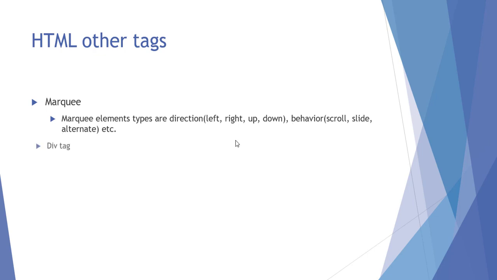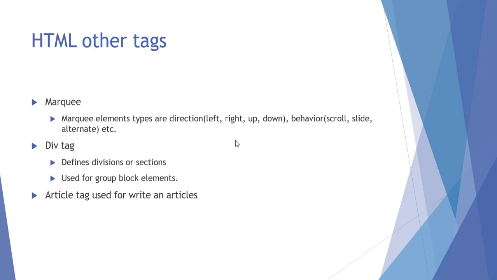After this we will be introduced to the div tag, which defines sections or divisions. It is used to group block elements. The article tag is also used to write an article, and there are many other tags. If you want more tags, you can visit w3schools.com.